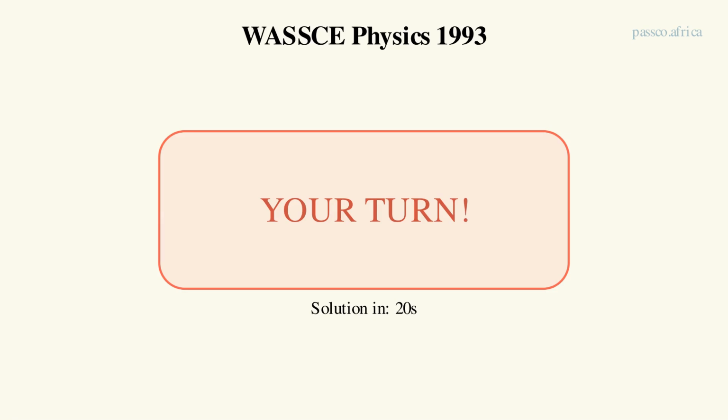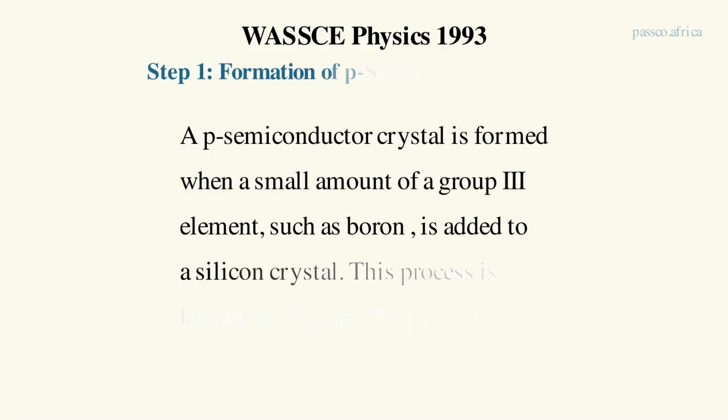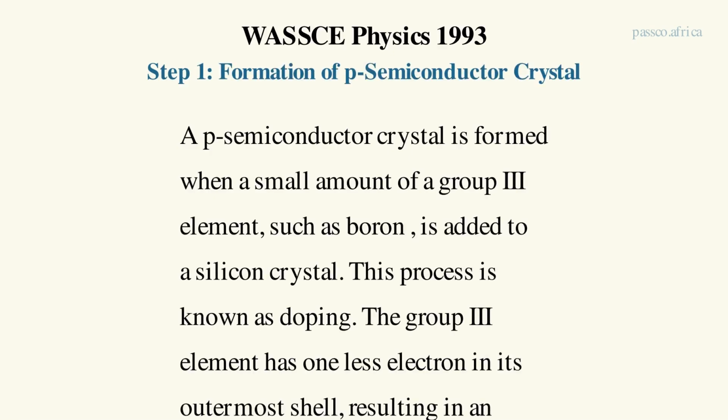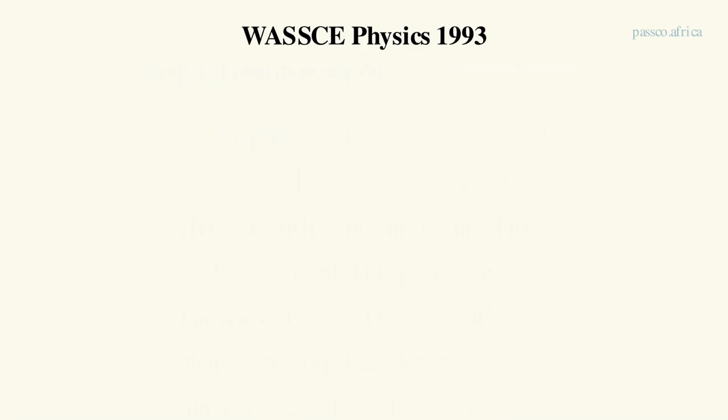Step 1. Formation of p-semiconductor crystal. A p-semiconductor crystal is formed when a small amount of a group 3 element, such as boron, is added to a silicon crystal. This process is known as doping. The group 3 element has one less electron in its outermost shell, resulting in an excess of holes in the silicon crystal.